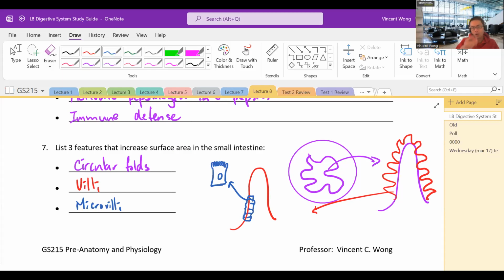Collectively, all these extra foldings are going to increase the surface area substantially. They increase it from a total surface area of about 400 to over 2,000 square feet. And it's important to have large surface area in the small intestine because it gives you more room for absorption. It gives you more room for reactions to take place. So collectively, it would increase the efficiency of the function of the small intestine.